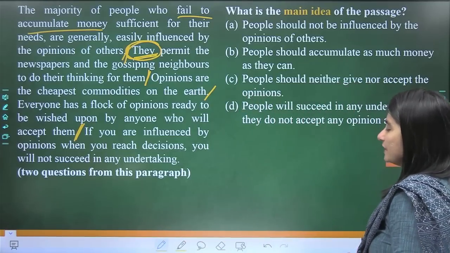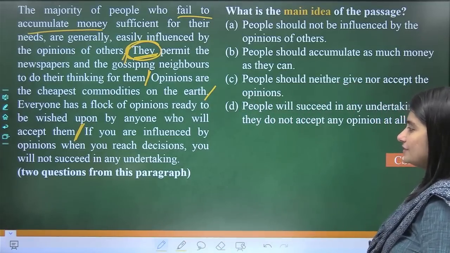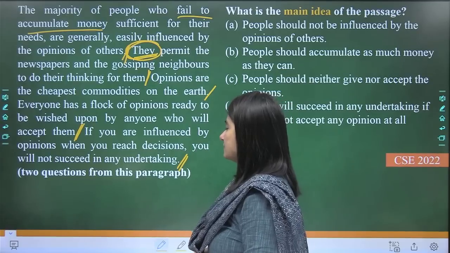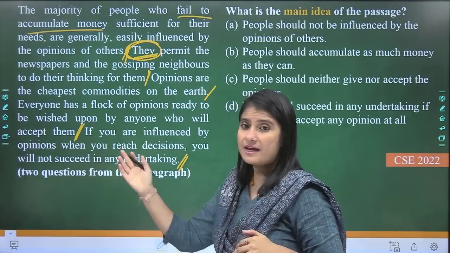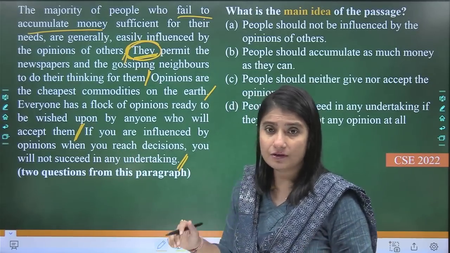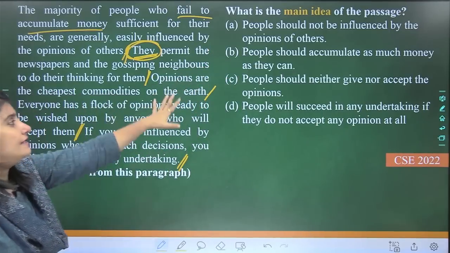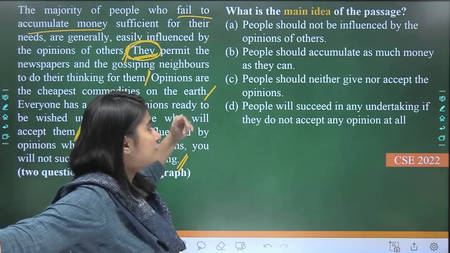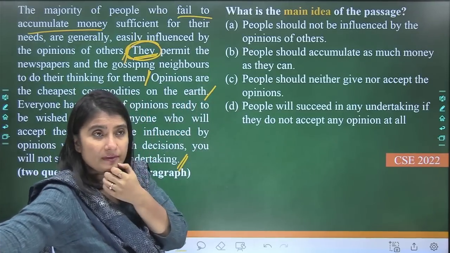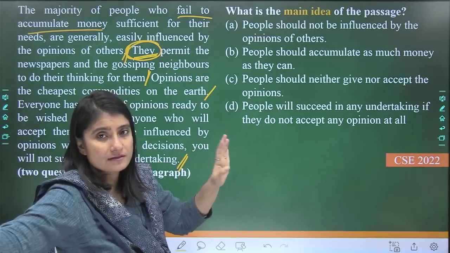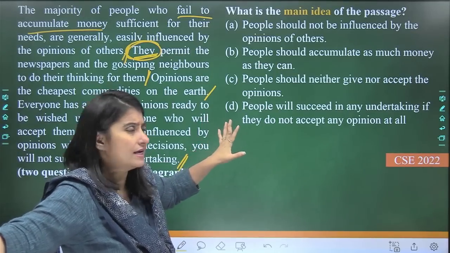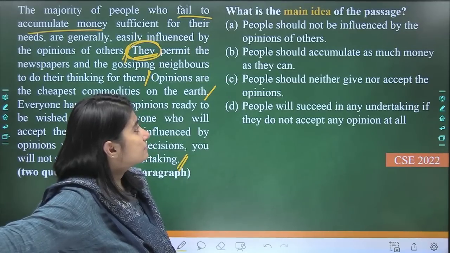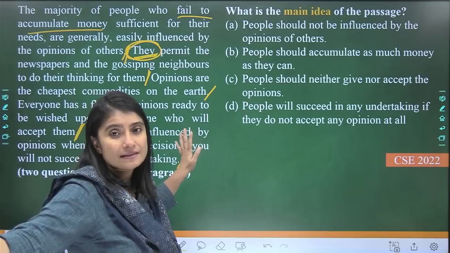If you are influenced by opinions when you reach decisions, you will not succeed in any undertaking. So what does it say? That if you are influenced by others' opinions, you will not succeed. Now, we are being asked the main idea. I think this question was difficult for most people in the examination, but once you understand the gist, you will know it was not that difficult. People should not be influenced by the opinions of others. I think the passage says this out loud.